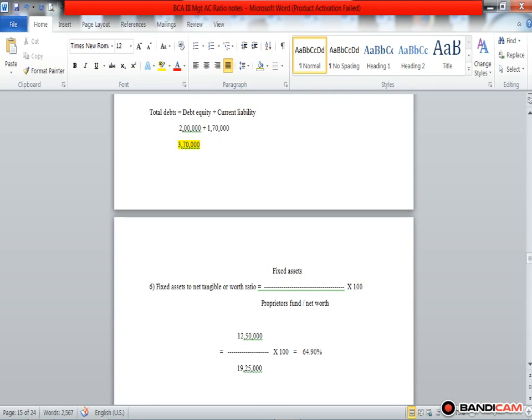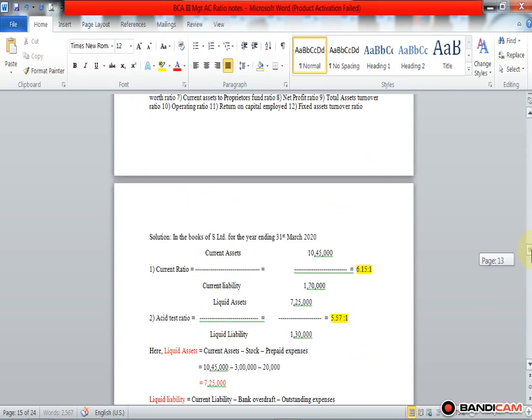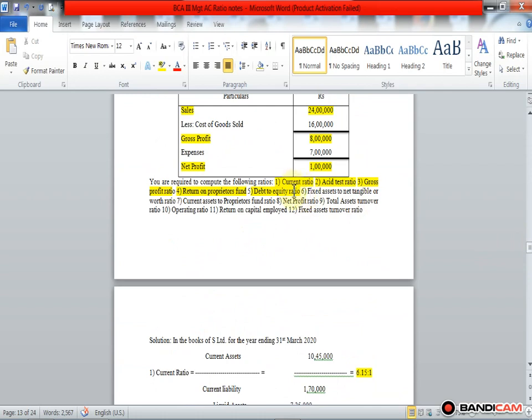64.90%. Okay, so here we get the fixed assets to net tangible or net worth ratio. Now we calculate the seventh ratio of our problem. The seventh ratio is current assets to net worth. The formula is the same, only take the total of current assets. Fixed assets should not be taken into consideration.